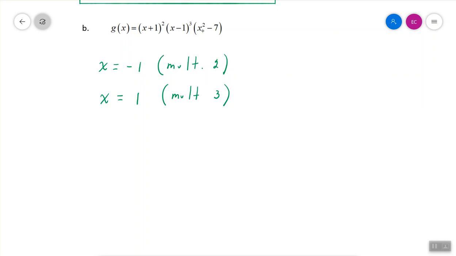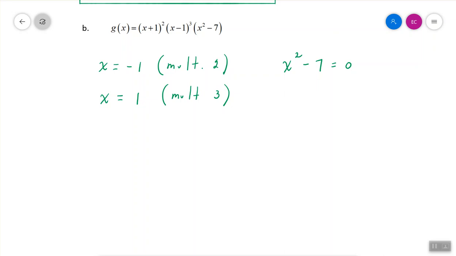The last one is just a little bit tricky. It's x squared minus 7. And so what we're going to do is we're going to have to write out that quadratic factor. So that's not a repeated factor, right? That square doesn't mean that x minus 7 repeats. That square is inside the quadratic factor.